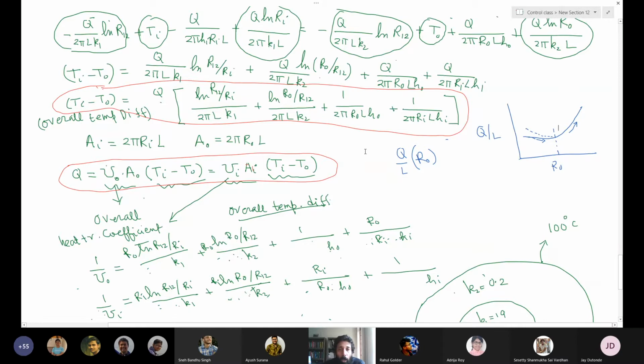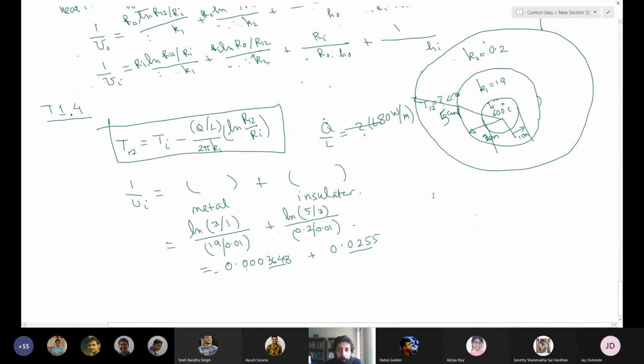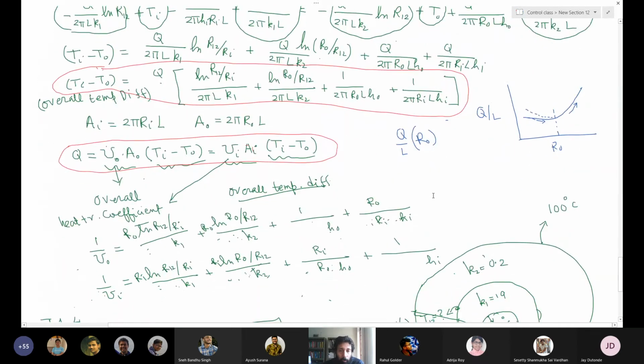Okay, so what is this optimum radius? We can obtain it by differentiating this expression and setting it to 0, and then we get the expression for Ro. So let us do that. So I need to rewrite this expression.